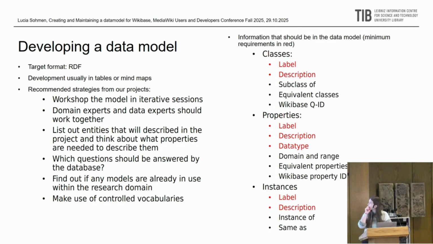Right, and so on the right you can see what information should be in the data model. The minimum requirement for everything is, of course, to have a label and description, and for properties to have a data type. And then it might be a good idea for classes to have subclasses, and then also to map this data model. So for classes to have equivalent classes, for properties, equivalent properties, and similar instances.